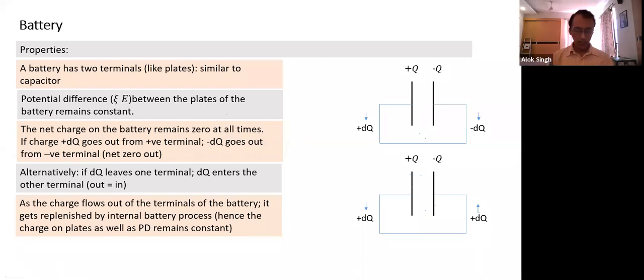So what is the key difference between a capacitor and a battery? Both have plus charge, minus charge, both have potential difference. But in case of a capacitor, there's no mechanism to replenish the charge if it flows out. In case of a battery, the battery mechanism replenishes the charge which flows out through an internal ionization process. Do we need to understand the internal process? No. This is the only thing we need to understand. As the charge flows out from the battery, it gets replenished by the internal battery process. Hence, the charge on the plate as well as the potential difference remains constant. The role of the internal mechanism is to replenish the charge and maintain the charge on the battery. Net charge always remains zero.